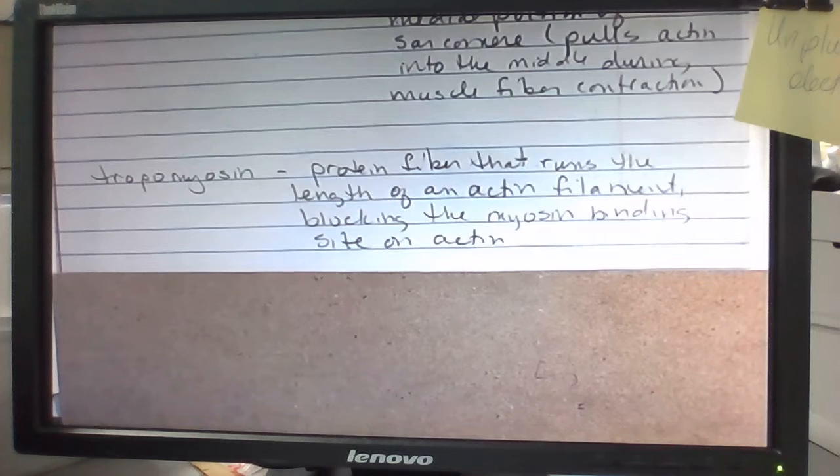Tropomyosin is a protein fiber that runs the length of the actin filaments. It blocks the myosin binding site on the actin.